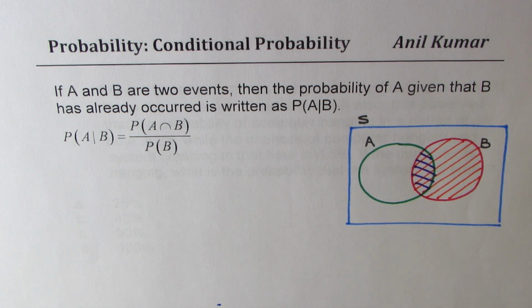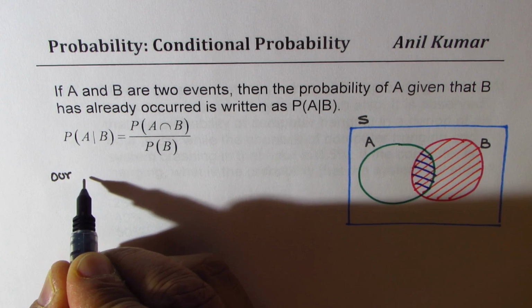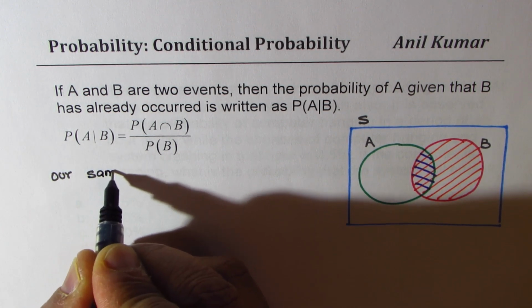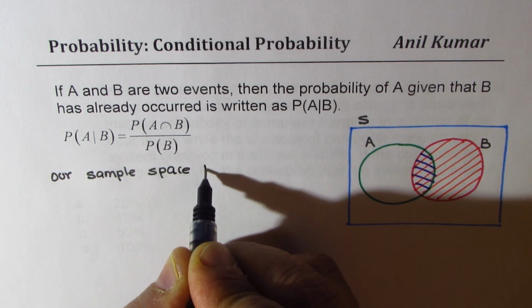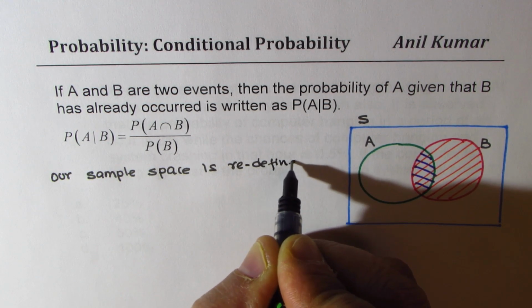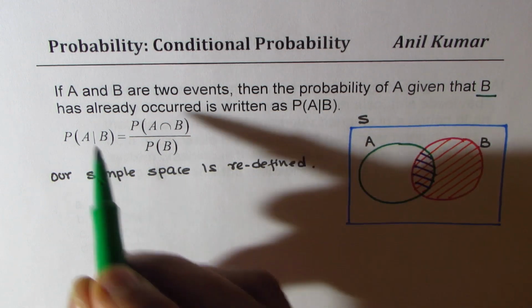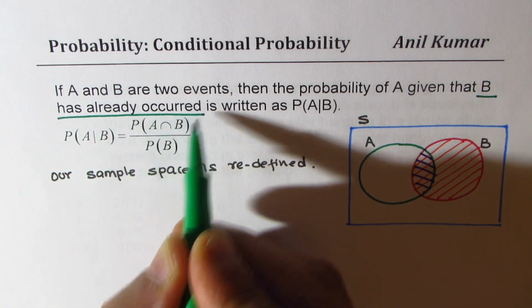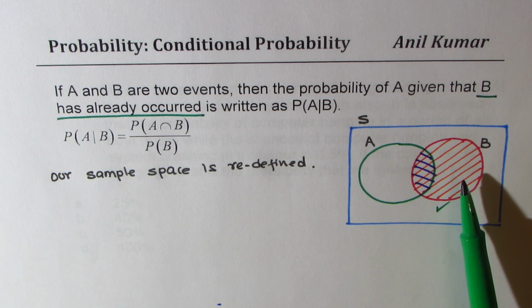So basically in this what happens is that our domain, or you can say our sample space, is redefined. Since we say that B has occurred, right? So when we say that B has occurred, that means we are talking about this sample space. Do you see that part? So this is very important to understand.